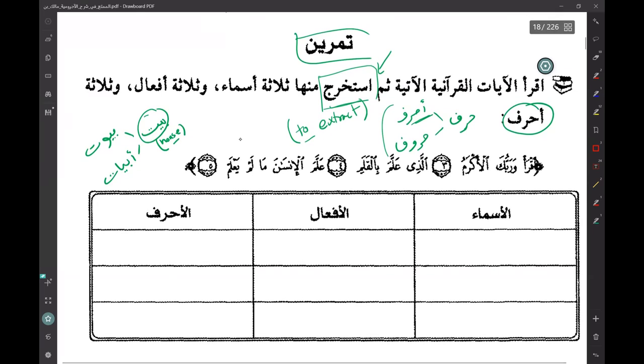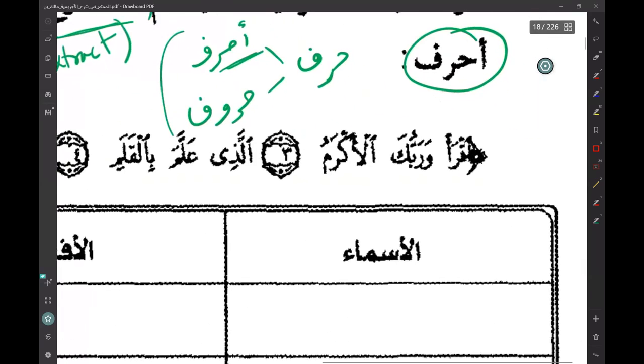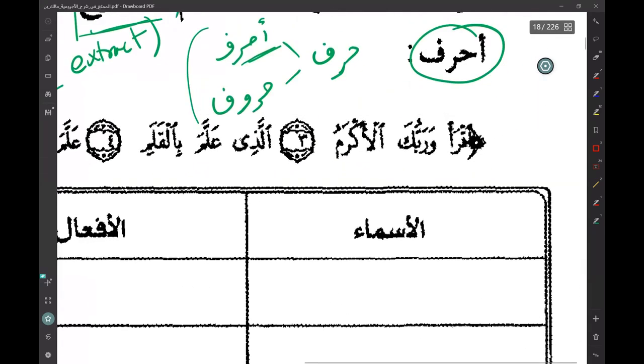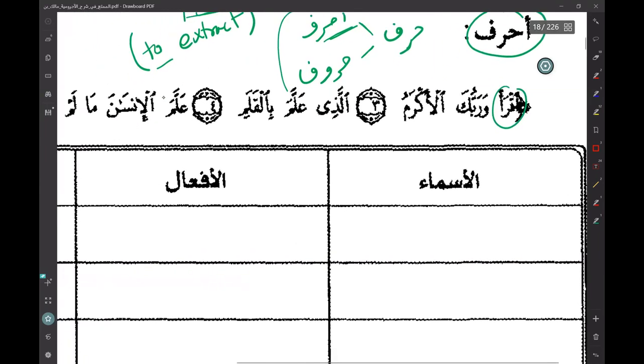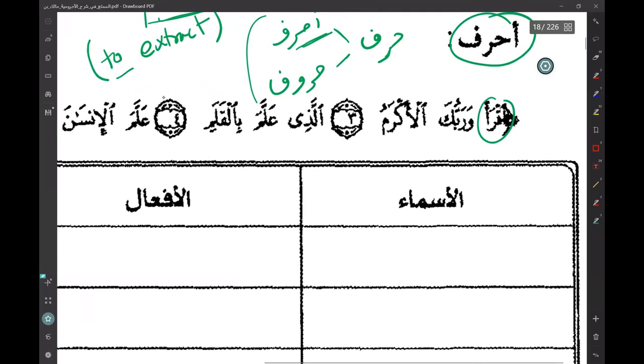Okay, so you have to extract 5 nouns, 5 verbs and 5 particles. From here, it's very difficult to see for sure, so I'll just quickly go over them. So iqra would be a verb. Here we have rabbuka. What about wow? What do you think?